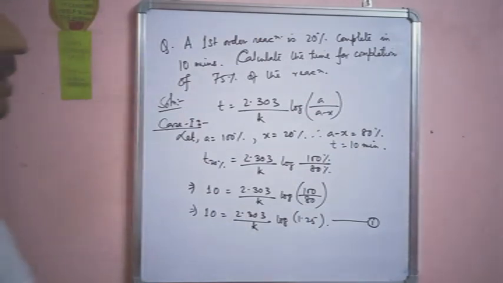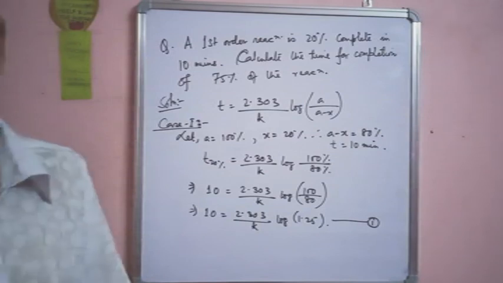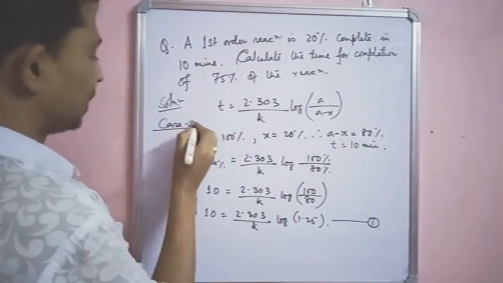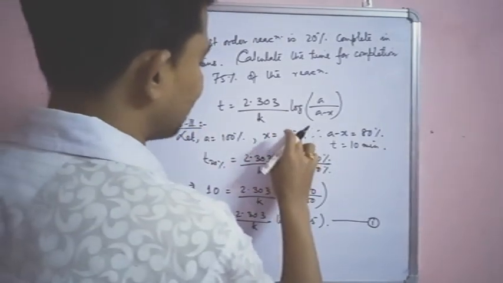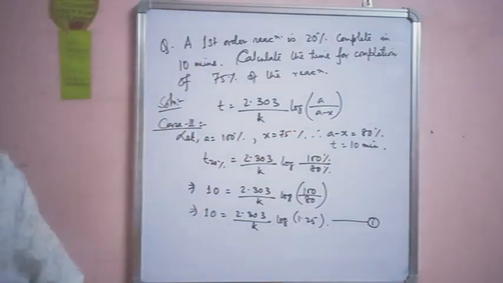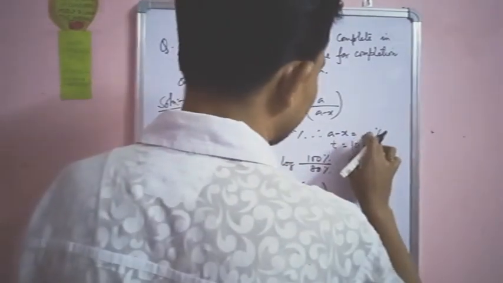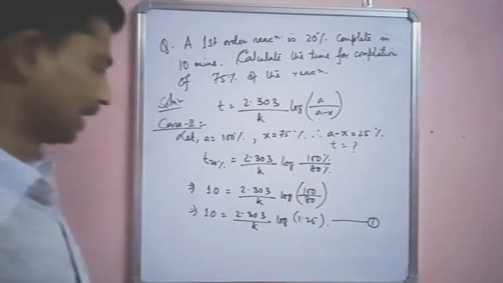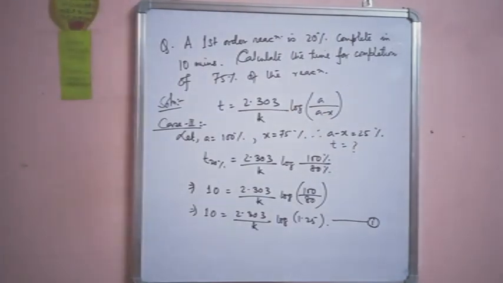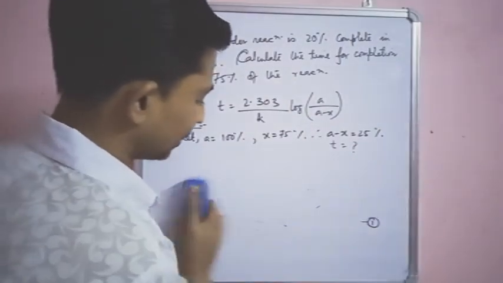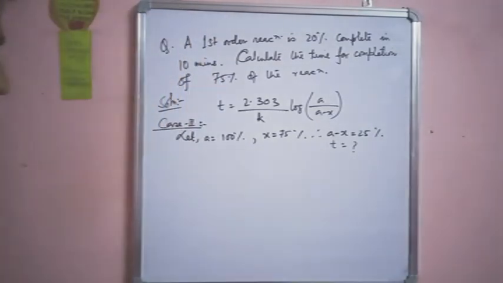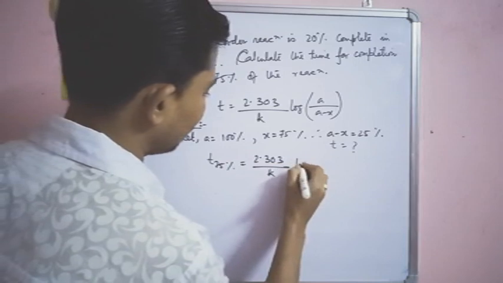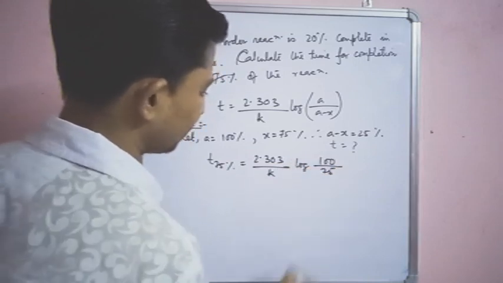अभी बोला गया है कैलकुलेट द टाइम फॉर कंप्लीशन ऑफ 75% ऑफ द रिएक्शन. 75% मतलब अगर केस 2 है तो अगर A है 100% तो X होगा 75%. तो A माइनस X हो जाएगा 25%. और टाइम हमको निकालना है. तो क्या हो जाएगा T 75% is equal to 2.303 by K log of 100 by 25.